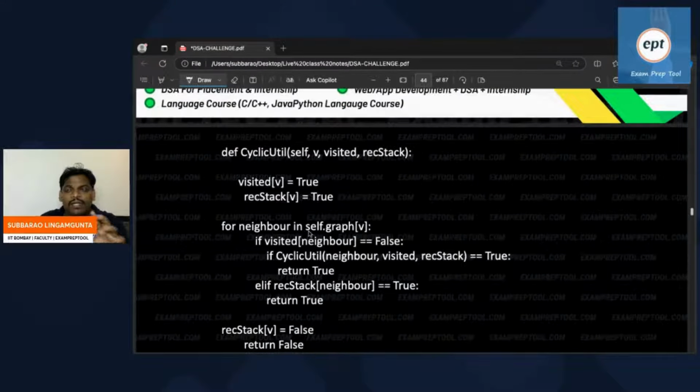Already widgeted, but unfortunately it is not there in the stack. Then it is not a cycle. So you can see this example. You will get the clarity.